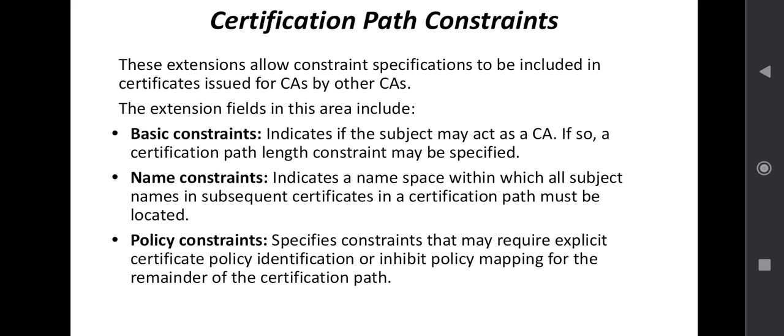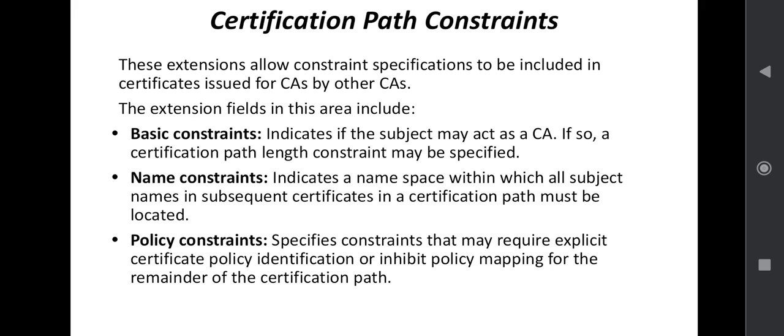Next topic is certification path constraints. These extensions allow constraint specification to be included in certificates issued for CAs by other CAs. The extension fields in this area include basic constraints, name constraints, and policy constraints. Basic constraints indicate if the subject may act as a CA. If so, a certification path length constraint may be specified.